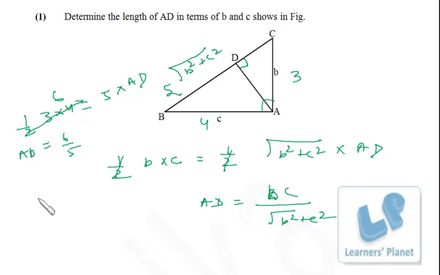So what concept have we applied over here? The area of the triangle is half base into altitude. In other words, this is the base and this is the altitude. Since the area of the triangle remains the same in both cases, the unknown quantity AD can be calculated easily. Right?